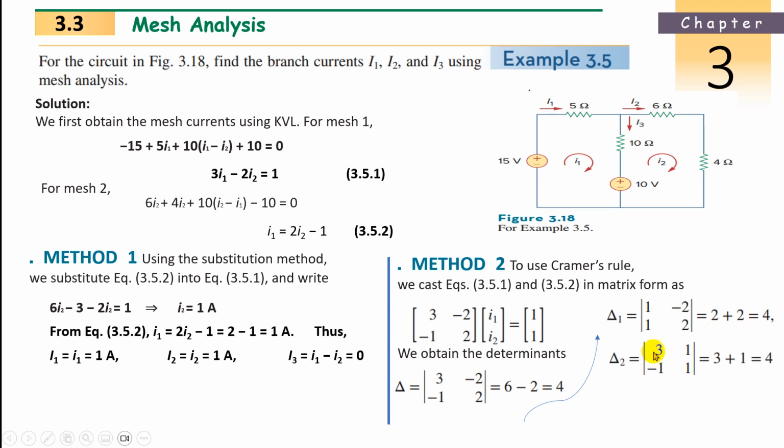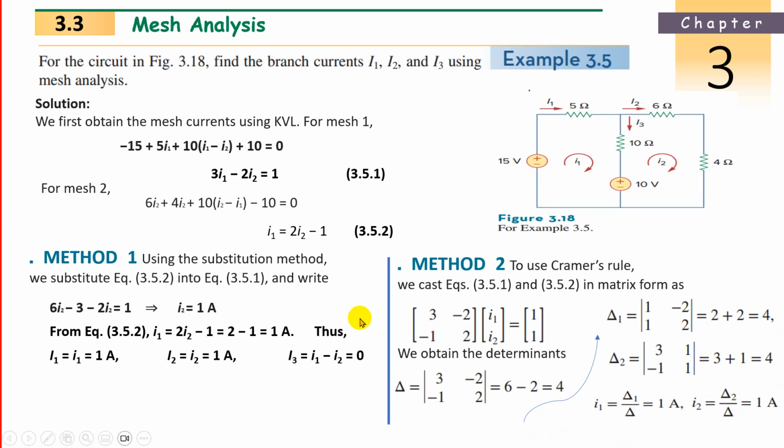Now determinant 2. 3 into, put 3 minus 1 as it is, rearrange minus 2 and 2 with 1 and 1, this 1 and 1. So this is the determinant matrix. Now find the determinant. 3 into 1, 3, minus 1 into 1, then minus or minus plus. So 3 plus 1, 4. So all are 4 only. So current will be 1 only. So I1 is determinant 1 by delta, that is 4 by 4, 1 ampere. Current I2 is determinant 2 by delta. So 4 by 4, 1 ampere.